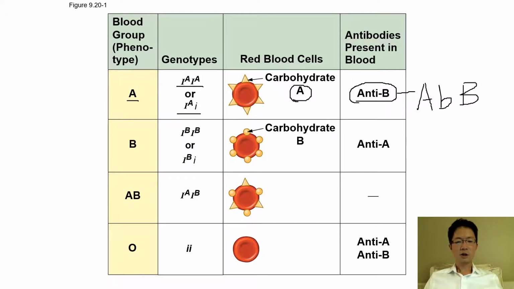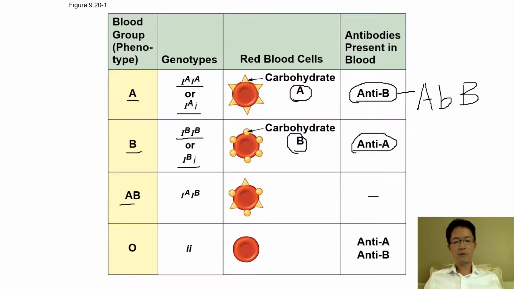So okay, for type B blood, the opposite happens. You have homozygous dominant IB and heterozygous dominant IB as well. You will express glycoprotein B on the red blood cell surface, and they will have antibody A in the plasma.